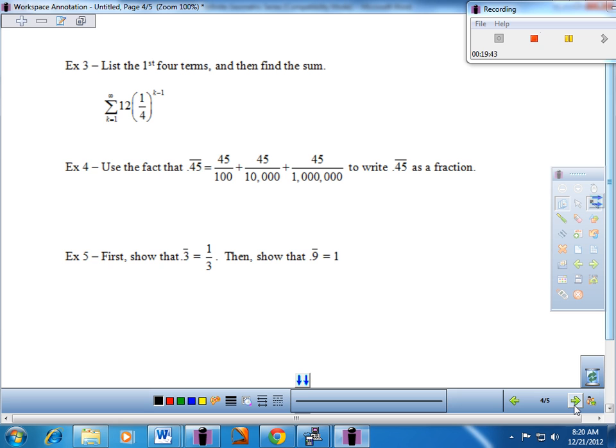Next piece, everybody. So let's sort of do this. It says example 3, list the first 4 terms and then find the sum. So I figured we would sort of look at this from a partial sum standpoint.